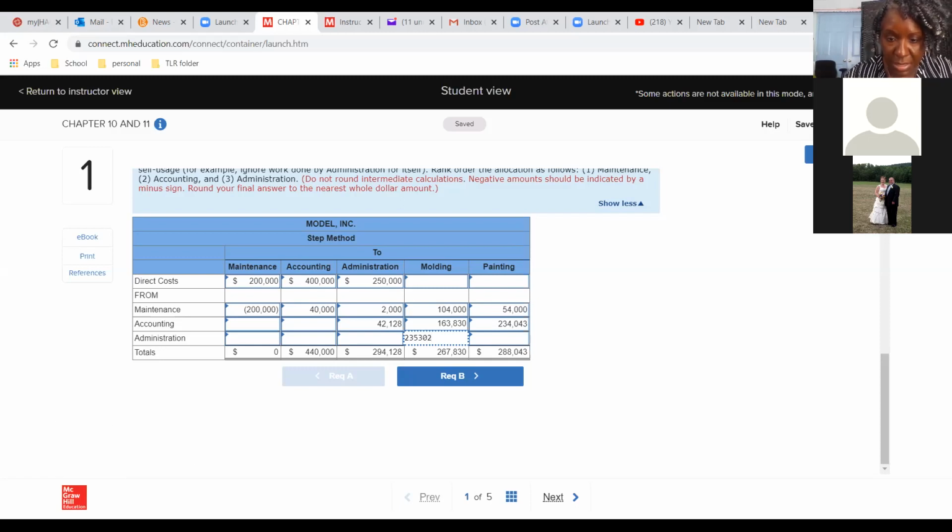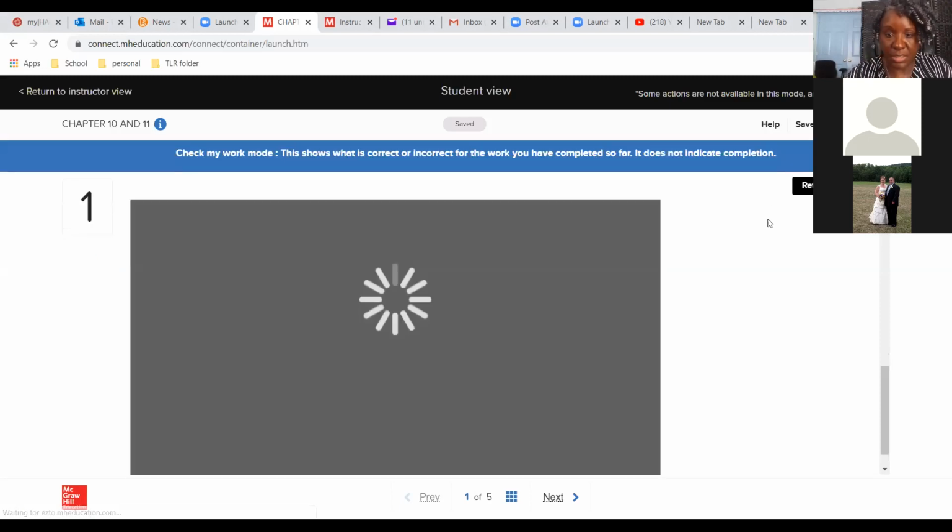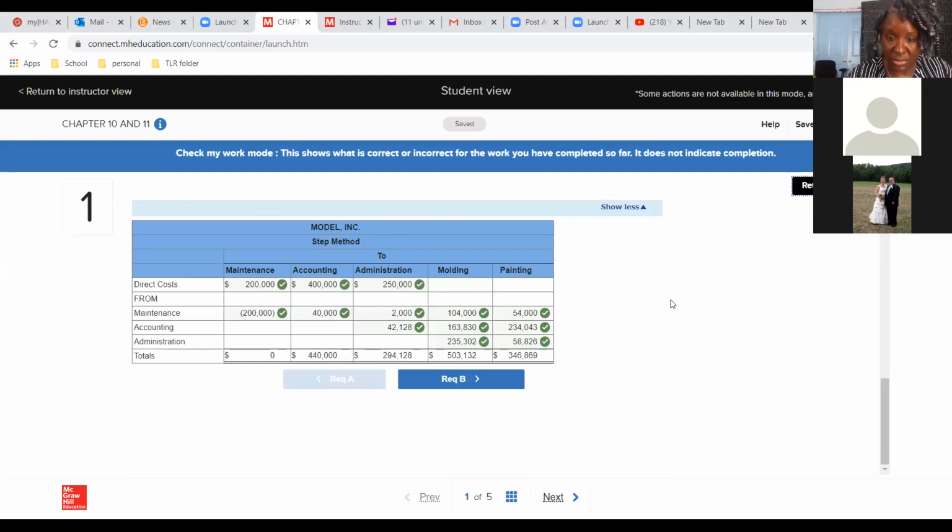And then we'll do the same thing here. I'm going to take the 90,000 divided by 450,000, multiply by the 294,128, and I get 58,826. And again, I'm rounding. Now let's check our work. Hopefully this works fine. It does.